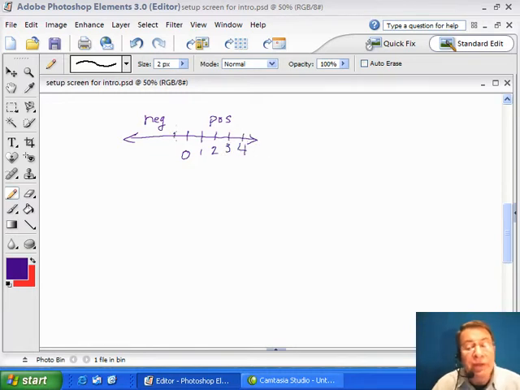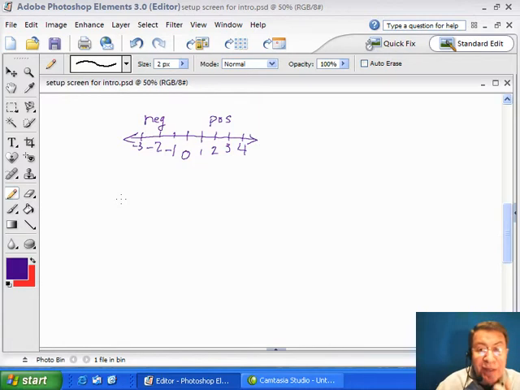Now, if we copy it on the negative side, we're still 1 unit away, but being on the left side of 0, we'll be on the negative side, and that will give us a -1. If we continue to copy these marks, we'll get -2 and -3, and so forth.